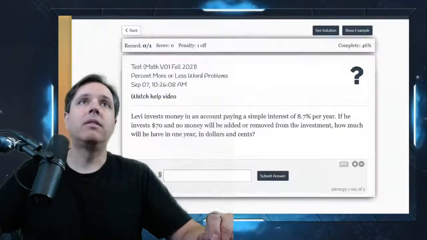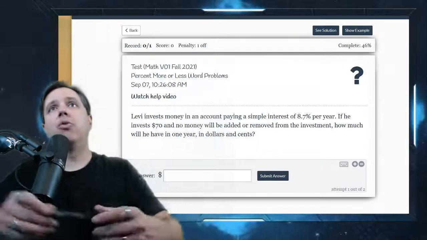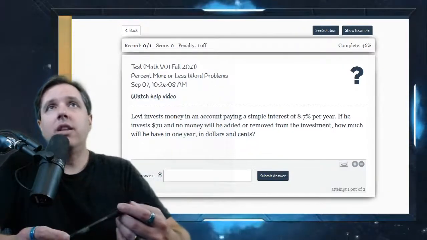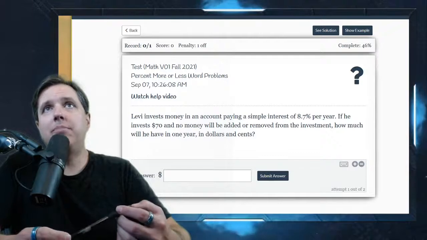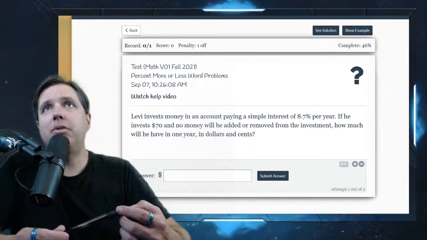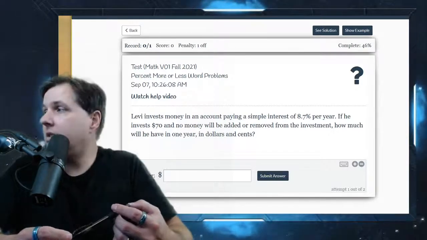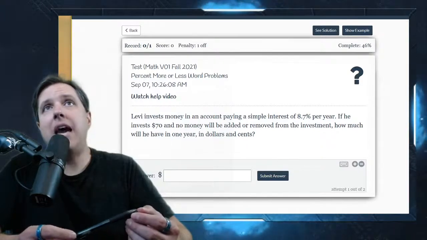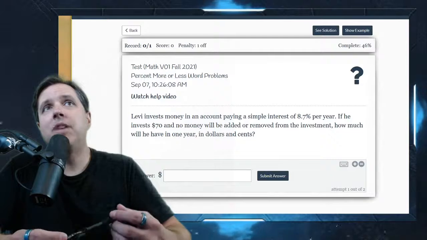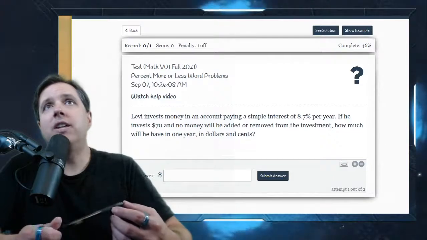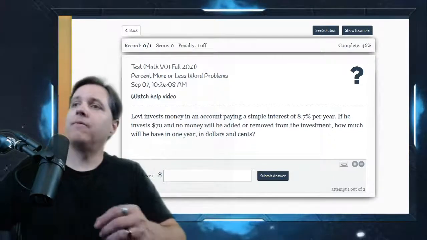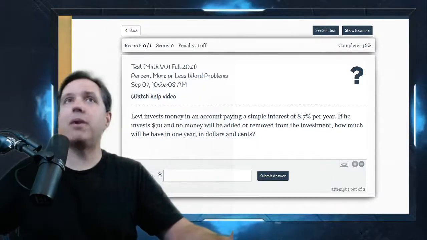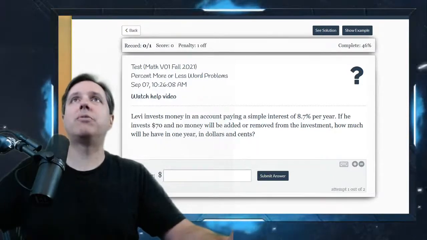All right, let's find a word problem here. Levi invests money in an account paying a simple interest of 8.7% per year. Good luck finding something like that now. If he invests $70 and no money will be added or removed from the investment, how much will he have in 1 year in dollars and cents? So let's work through this and let's think about it. So it's $70, 8.7%. Okay.